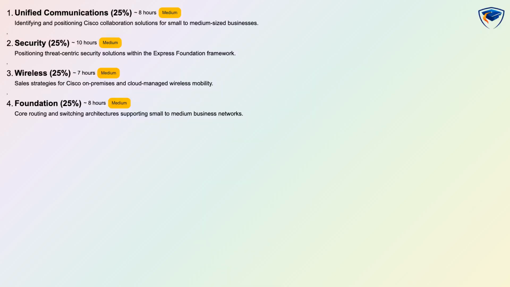This exam covers 4 equally weighted domains, each worth 25%: Unified Communications, Security, Wireless, and Foundation. The overall assessment is conceptual and scenario-based with medium difficulty. Total estimated learning time across domains is 33 hours, so you can target study blocks for each area. Expect to practice positioning solutions, understanding architecture, and applying real-world scenarios rather than deep command line detail.